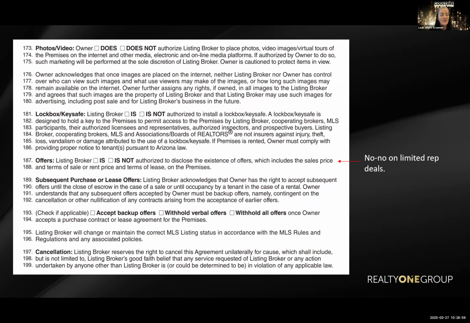Listing broker reserves the right to cancel this agreement unilaterally for cause, which shall include but is not limited to listing broker's good faith belief that any service requested of listing broker or any action undertaken by anyone other than listing broker is or could be determined to be in violation of applicable law. The big one there is fair housing. So ultimately, if your seller says something that would indicate that they are either violating fair housing laws or they are asking you to, that's grounds for immediate cancellation of that listing agreement.